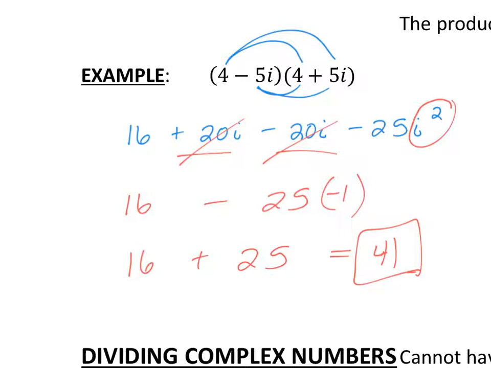So that's how complex conjugates can become a real number. The i part, the imaginary part, cancels out, and i squared becomes negative 1. So we end up with 41.